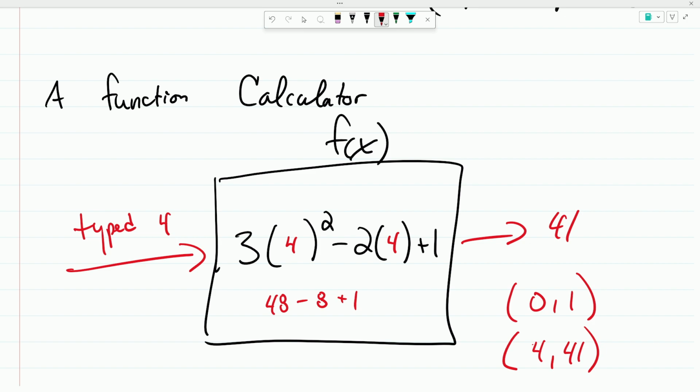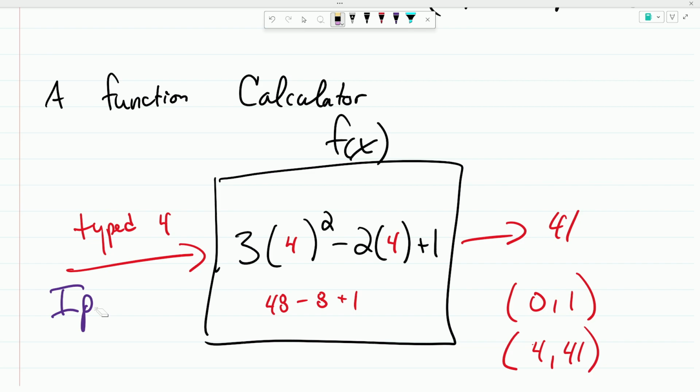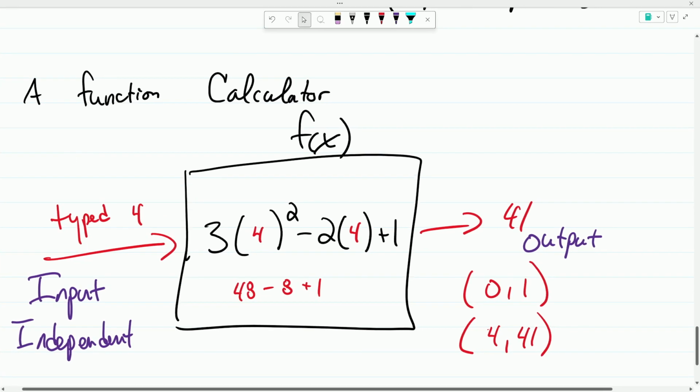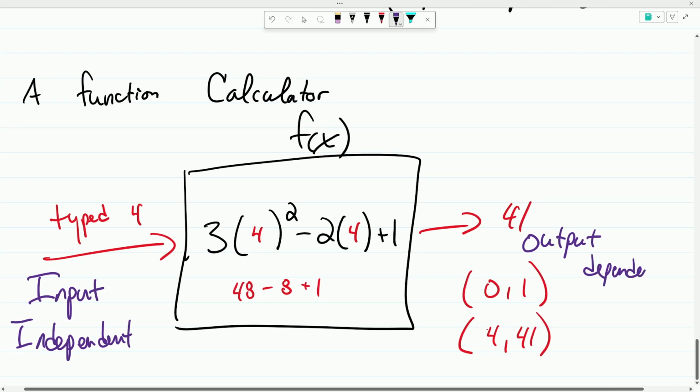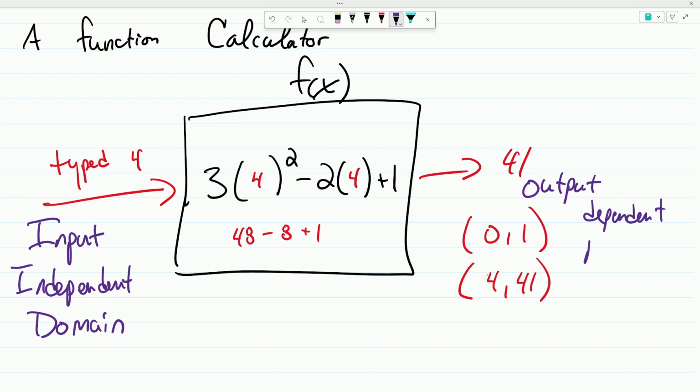In other words, and this is another way that we can describe functions, and I'm going to use a different color here, we'll use purple. You have your input, then you have your output. Your input will be independent. Notice they both start with the letter I. Your output will be dependent. I know all these definitions now are being thrown at you, and you have to know them. All right? Your input is independent. It is also your domain. Your output is dependent. It is also your range.